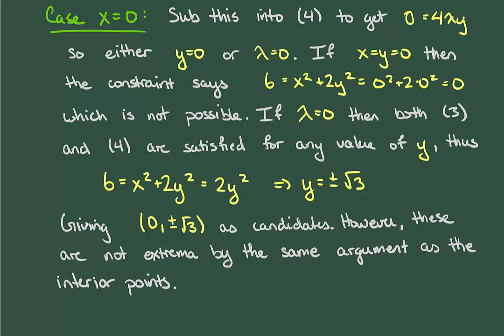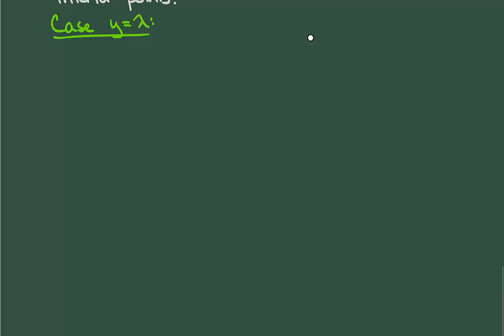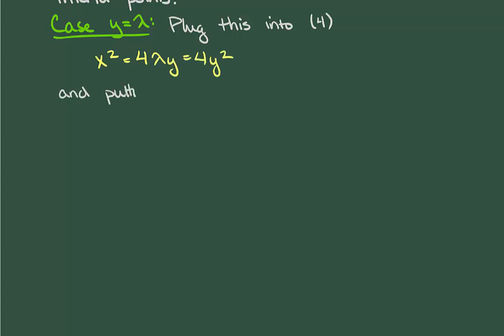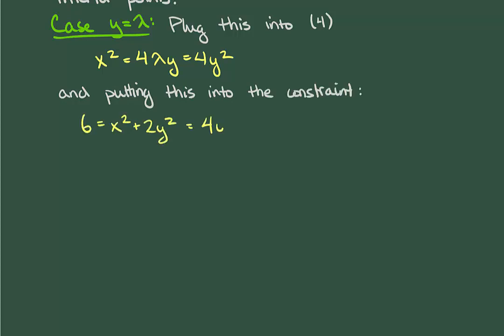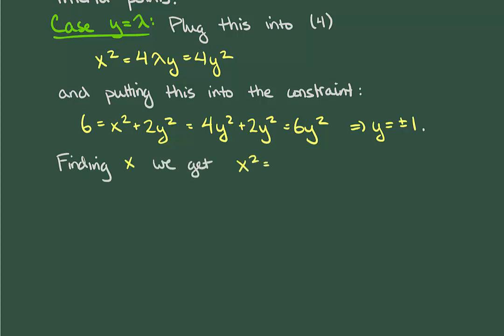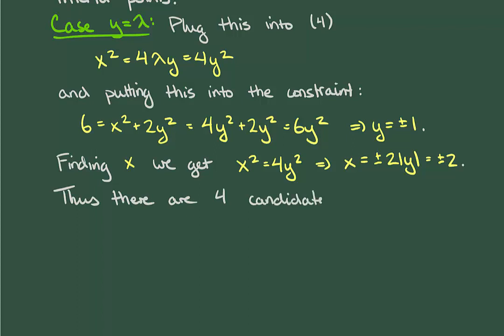So x equals 0 didn't give us any useful information, and we turn our attention then to the case where y is equal to lambda. If we plug this into 4, that gives us that x squared is equal to 4y squared. We then plug that into the constraint, which gives us that 6 is 6y squared, from which y is plus or minus 1. We then have to find the corresponding x values, and if we do that, x is plus or minus 2. Thus, there are 4 candidates, one corresponding to each choice of sign in x and y.